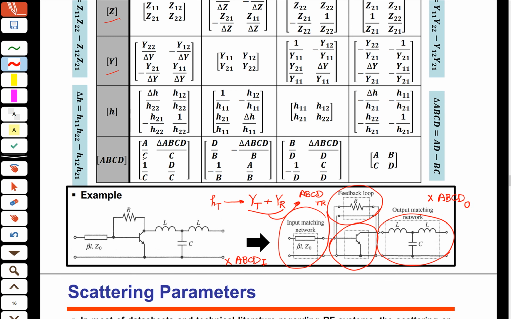This is how it works. This is why the networks are important, because analyzing all these together is difficult, but analyzing every part is much easier, especially for computer programs, because the conversion of the matrices is very easy, and you can do that there.